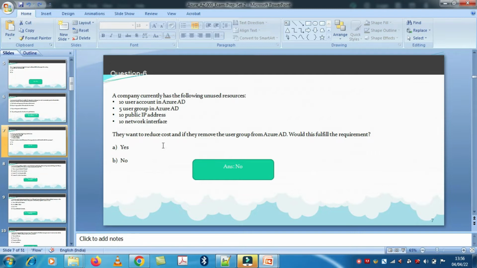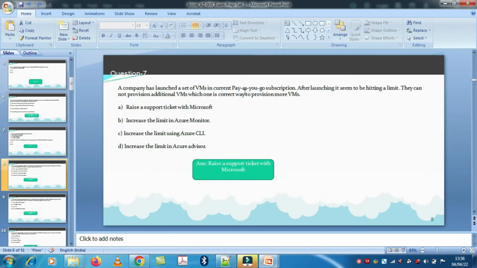Okay, so moving to the next question. What is that next question? A company has launched a set of VMs in the current pay-as-you-go subscription. After launching, it seems to be hitting a limit. They cannot provision additional VMs. Which one is the correct way to provision more VMs?